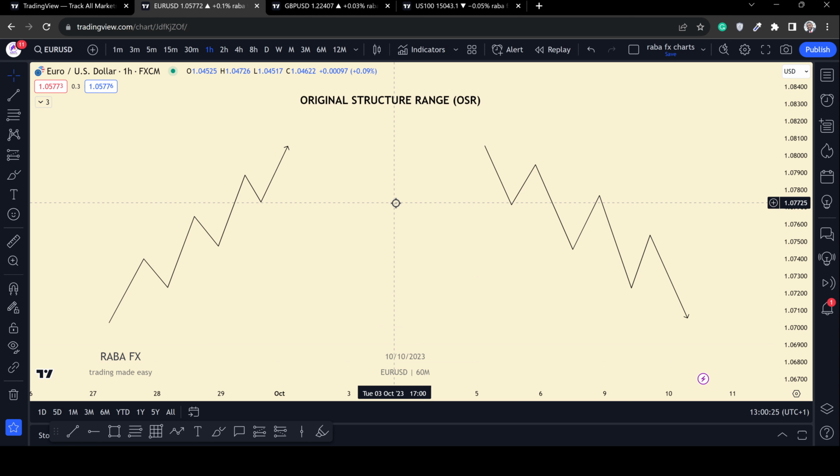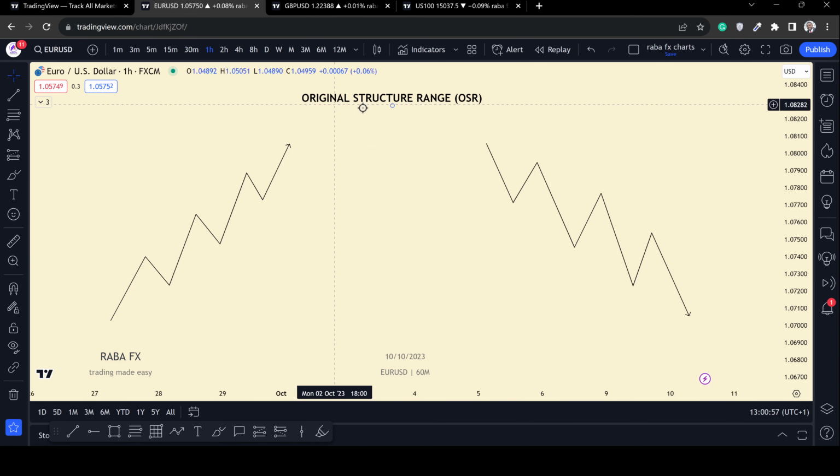In today's video, I want to talk about a concept that no one is talking about, and this concept will help you improve your trading drastically. When you apply this concept, you are going to know when the market is reversing, when the market will continue pushing, and when the market is creating a complex impulse leg or expansion leg. And that strategy is called the original structure range, OSR.